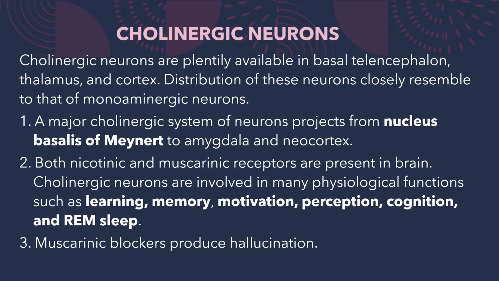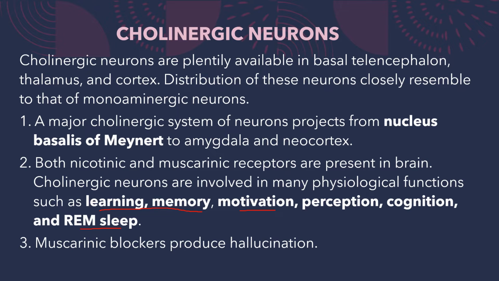Both nicotinic and muscarinic receptors are present in the brain. Cholinergic neurons are involved in many physiological functions such as learning, memory, motivation, perception, cognition, and REM sleep. So both nicotinic and muscarinic receptors are present, and these cholinergic neurons are involved in these functions. Okay, learning, memory, motivation, perception, cognition, and REM sleep. So muscarinic blockers produce hallucination.